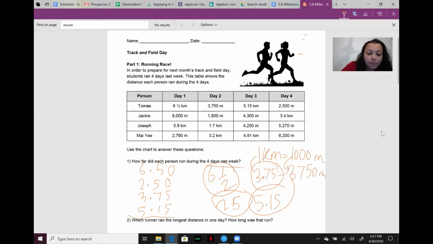So 5 plus 5 is 10. I'm going to put 10. Then 1 plus 5 is 6, plus 5 is 11, plus 7 is 18, plus 1 is 19. And then I have 1 plus 6 is 7, plus 2 is 9, plus 3 is 12, plus 5 is 17. So Tomas ran 17.9 kilometers. If I was doing this, I would make them kilometers for each of them, but you can pick meters and then have meters for each person. So that's how you would approach the first question.